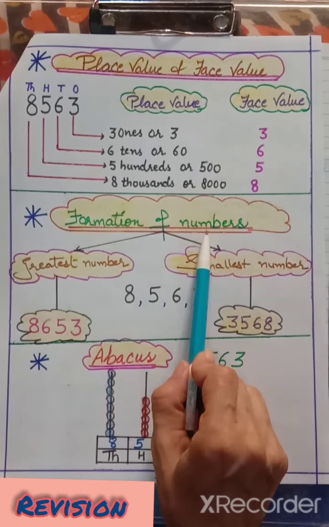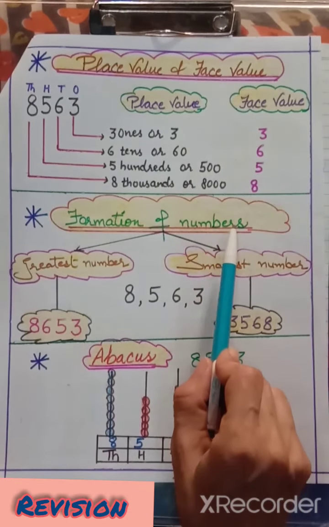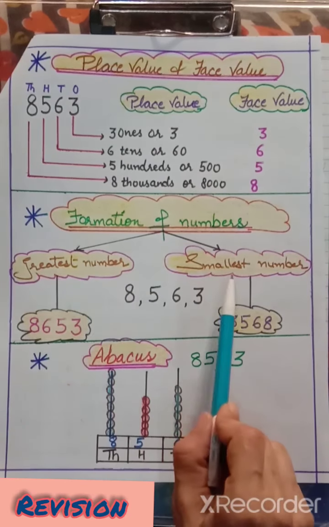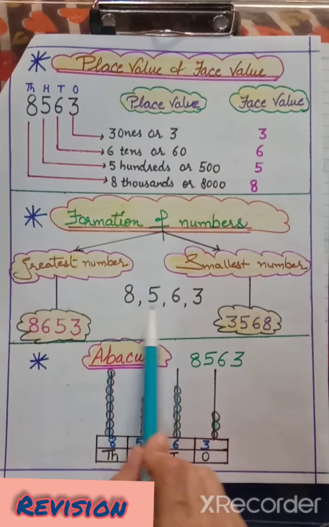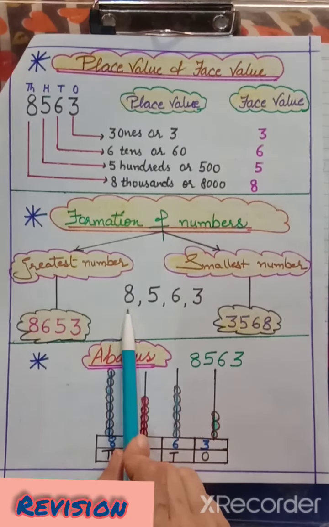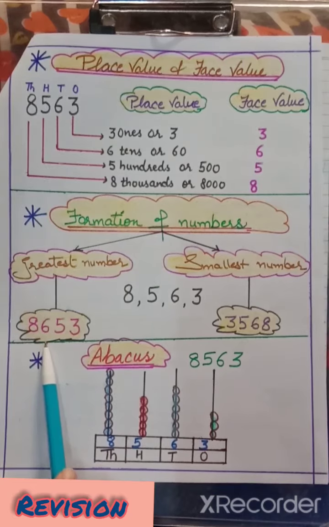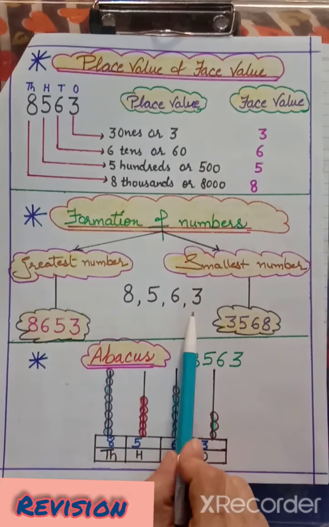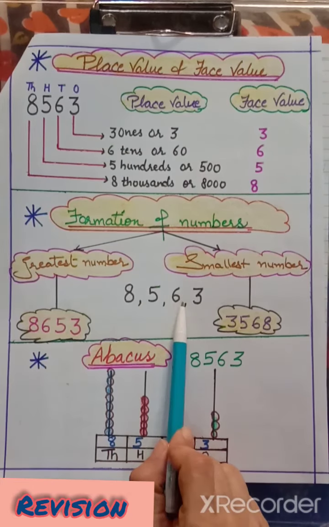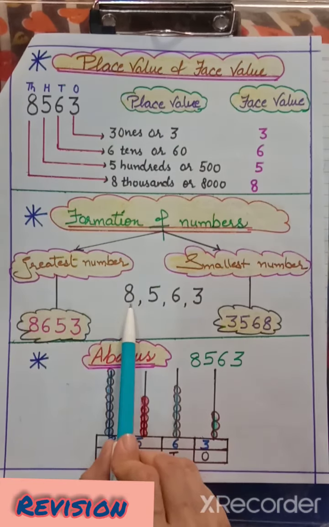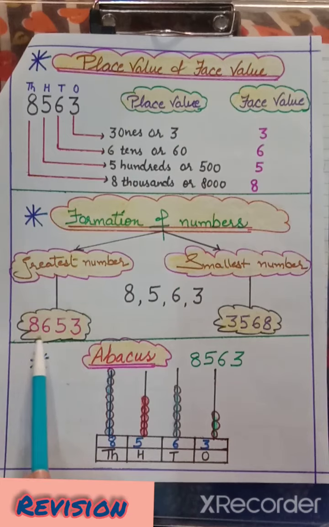Next is formation of numbers. In formation of numbers, we form the numbers in greatest or smallest form. We are having different digits with commas: 8, 5, 6, 3. But when we form the numbers greatest and smallest, we remove the commas, because from the digits we form the number. So the greatest number, we arrange these numbers in descending order.